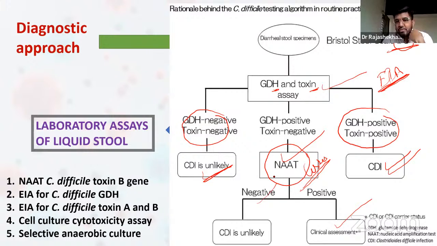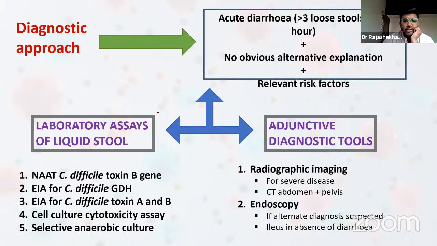So the first test advised in the patient to rule out CDI is the enzyme immunoassay to diagnose either the glutamate dehydrogenase or the toxins. If both are positive, then it is positive. If both are negative, it is negative. If there is an equivocal report, then you need to test the sample by nucleic acid amplification test. The other two tests are very rarely conducted in routine practice because they're time consuming and require expertise and laboratory availability. And there are some adjunctive diagnostic tools available like radiographic imaging.